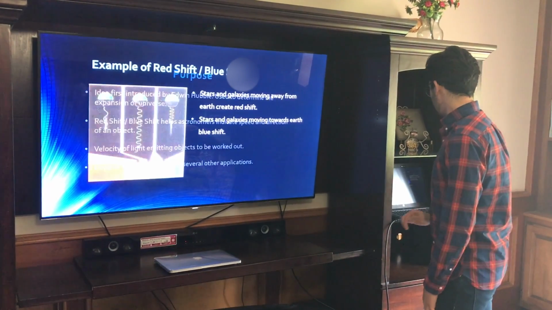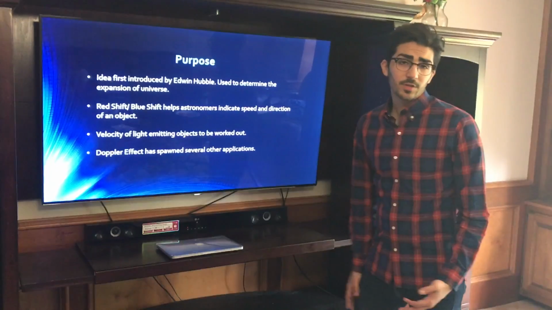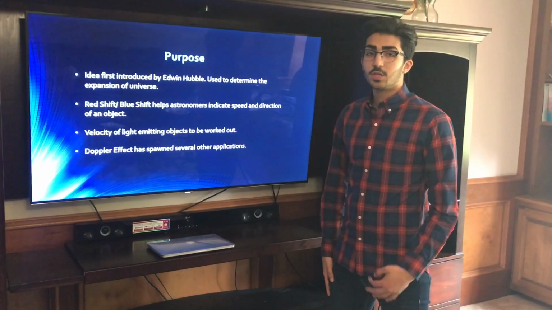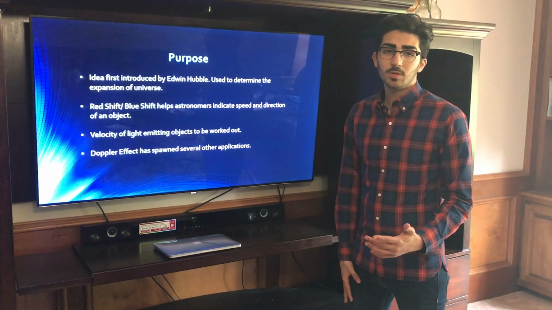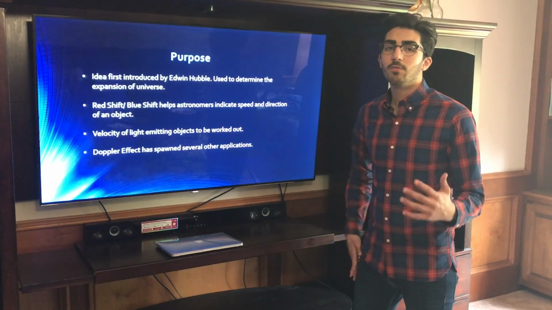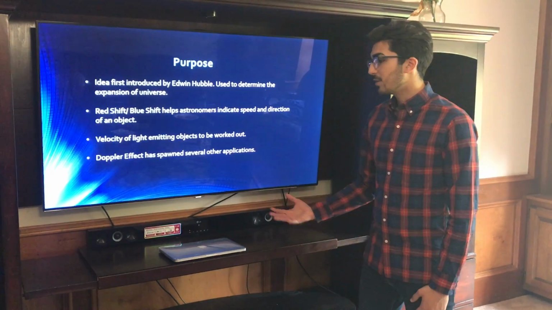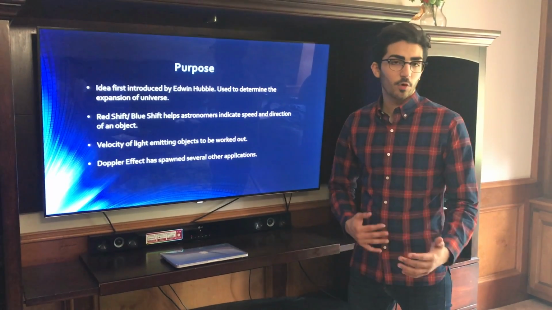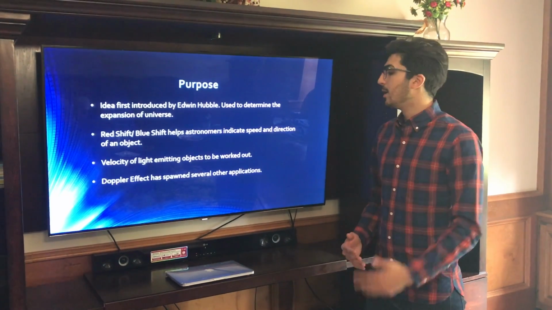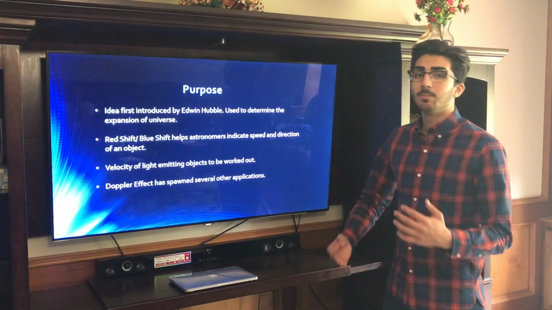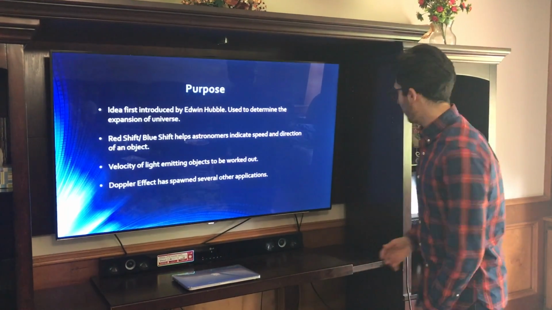And let's move on to the purpose of the Doppler effect and how it can be used. This idea was first introduced by Edwin Hubble, and it was used to determine the expansion of the universe. Red shifts and blue shifts helped astronomers determine the speed and the velocity of objects as they're moving away from or towards the Earth, and the direction as well. The velocity of these light-emitting objects could be worked out using the formulas that Hung provided, and they could determine things like the velocity, wavelength, and frequency. And not only has the Doppler effect improved astronomical uses, but it has also spawned different applications in life.